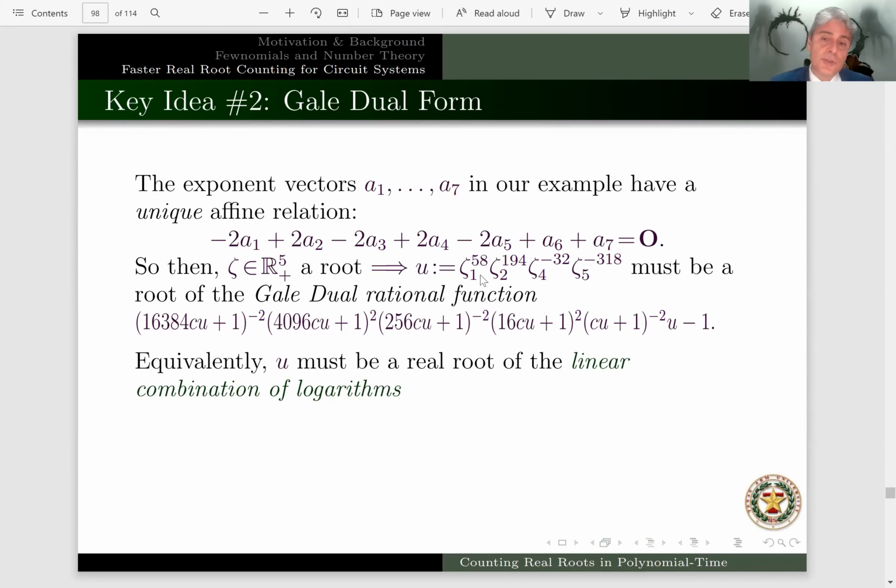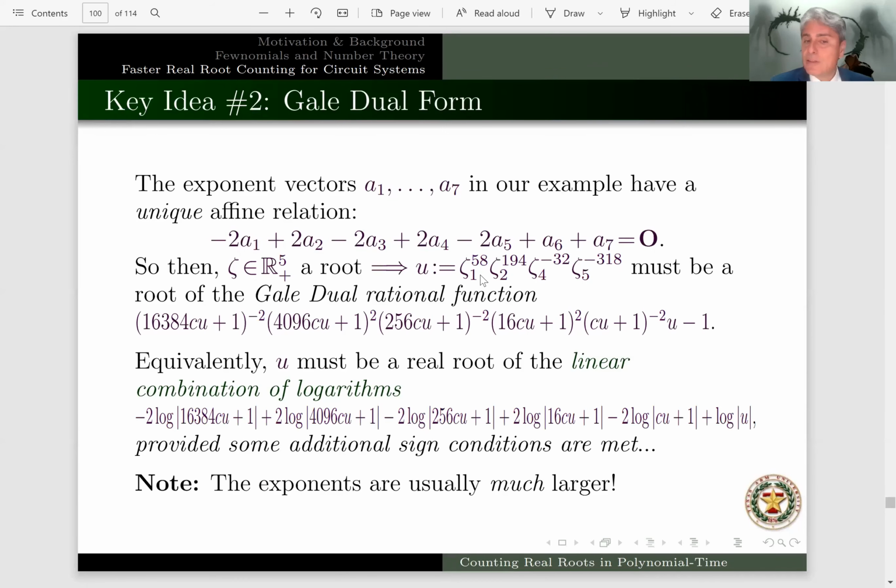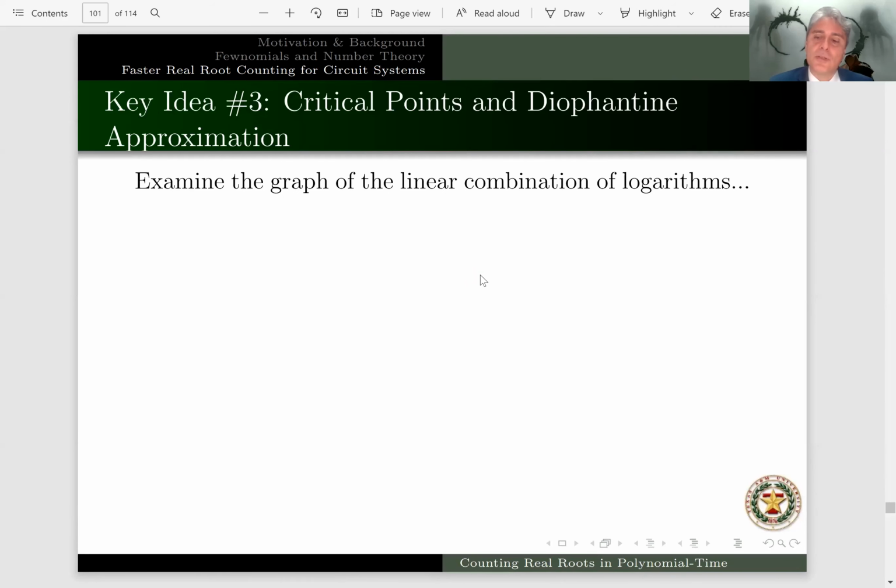But if you're looking at the roots of this, well, you can move that 1 to the other side of the equal 0, and you get a linear combination of logarithms. Just take logs. So that is what we look at. So we reduce the entire problem to just looking at this. And now there are some additional technicalities involving sign conditions. I should mention the exponents, or the coefficients here, are usually a lot larger, but this is just a nice little rigged example.